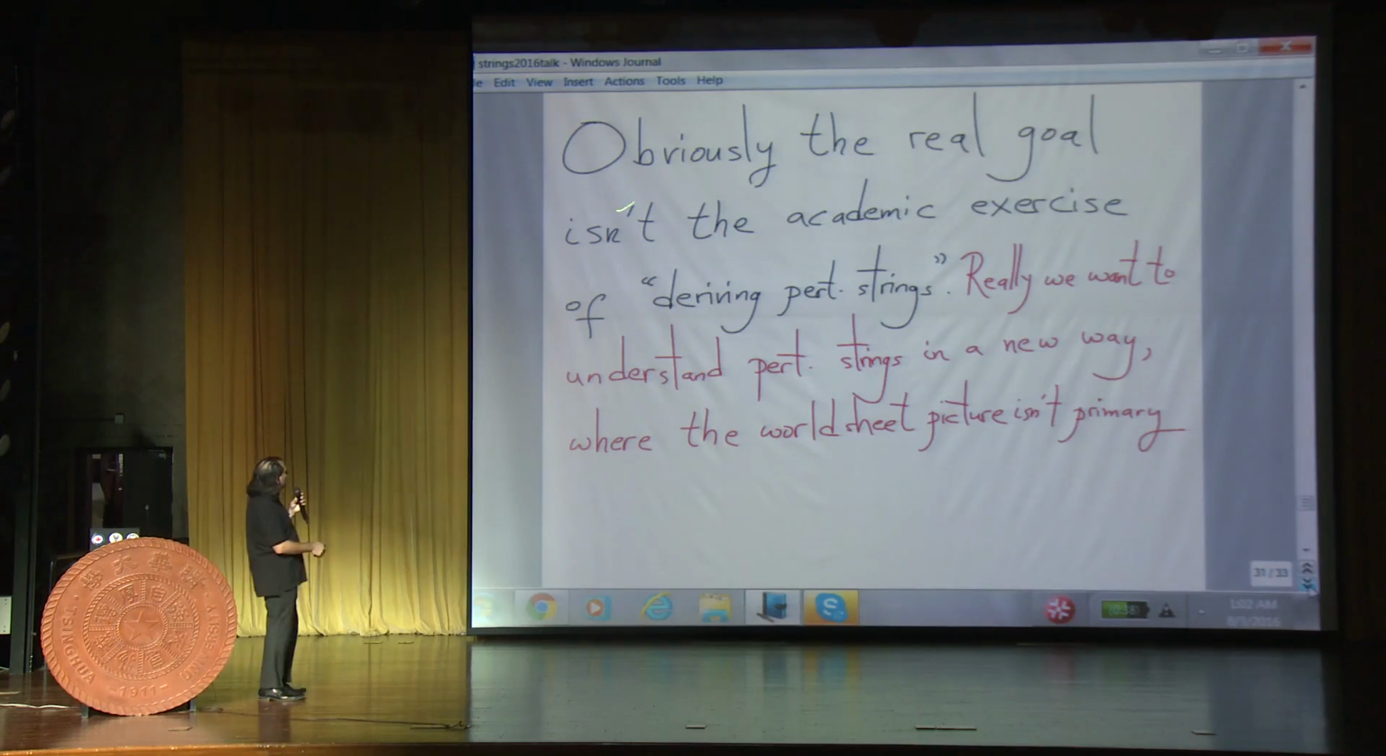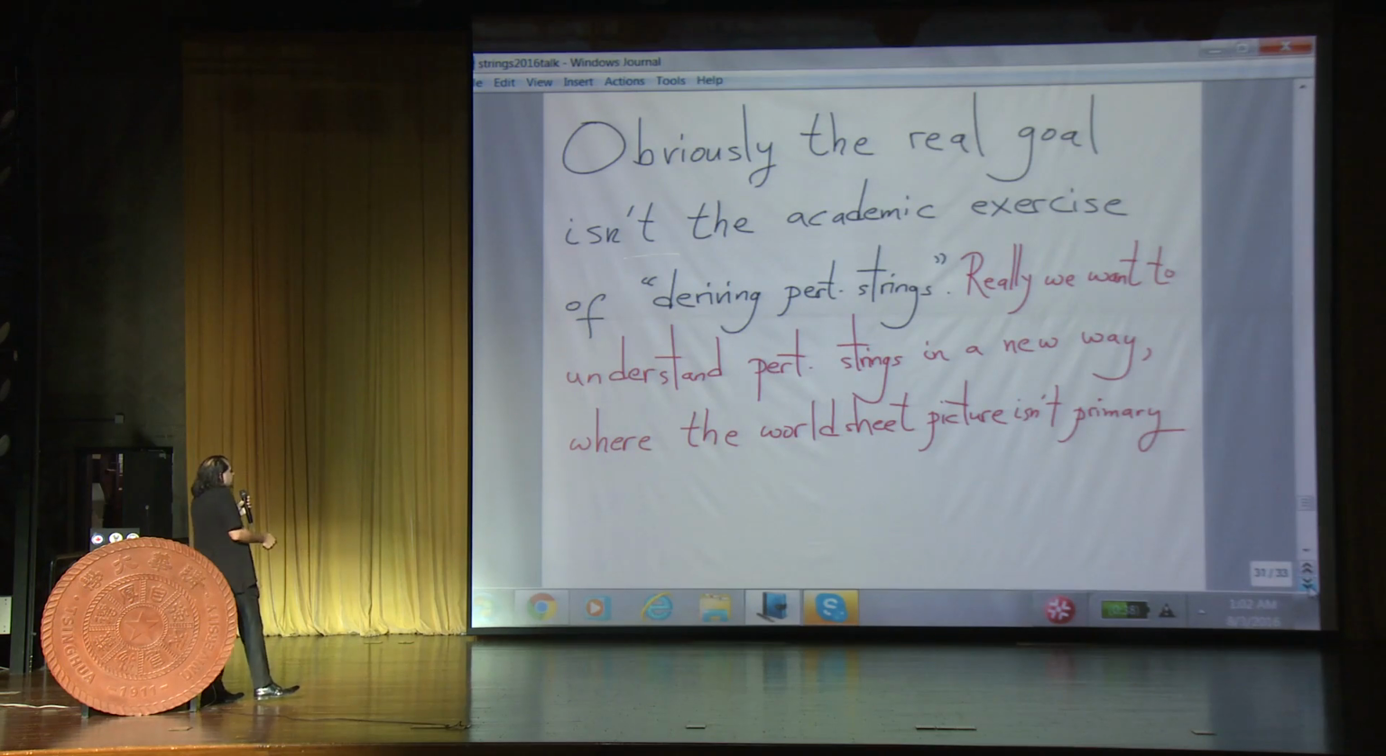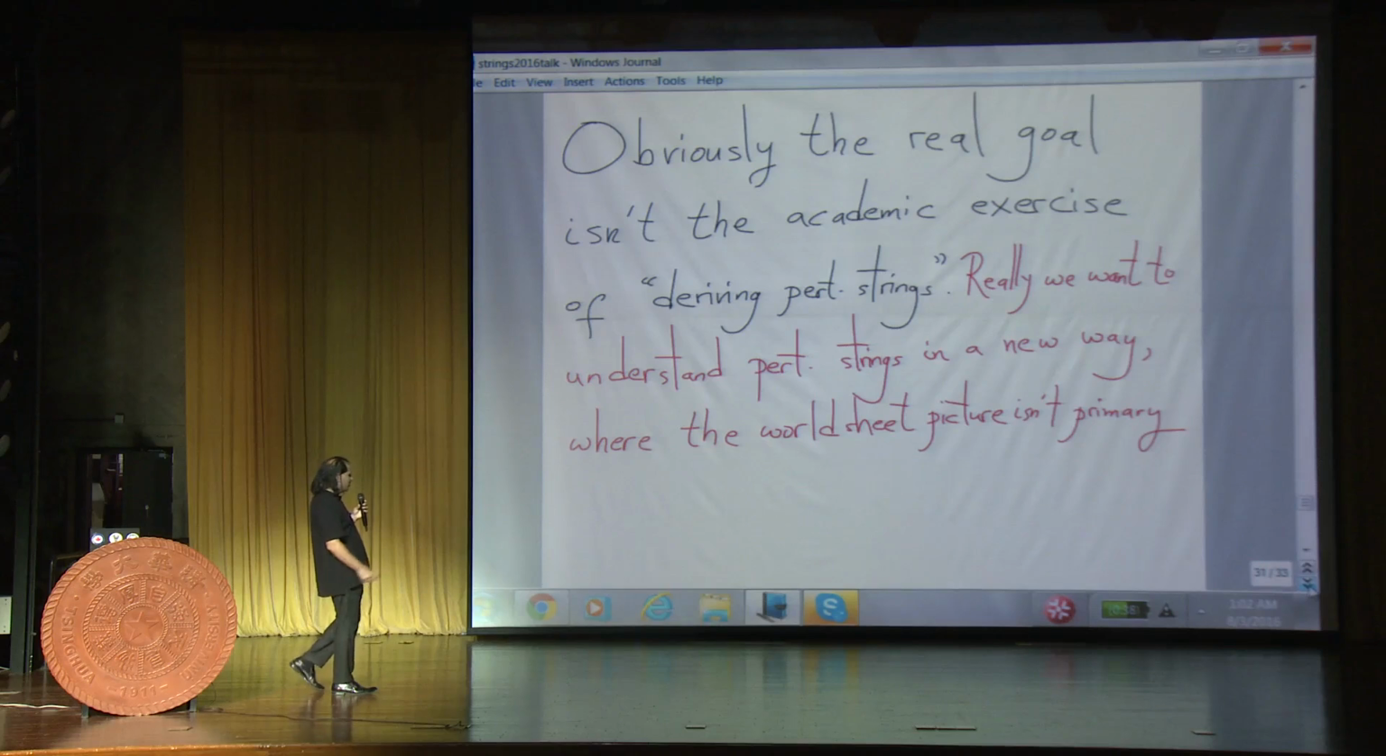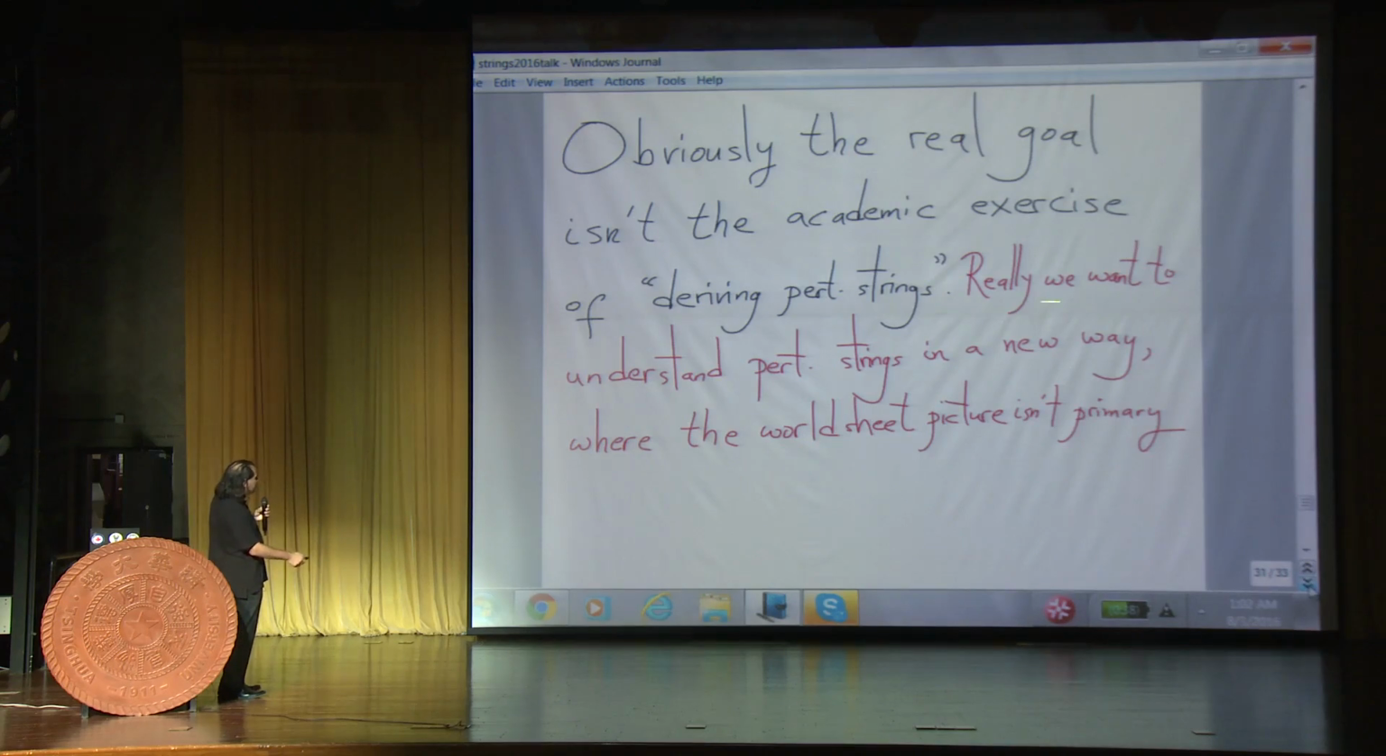Now, let me just end with a tiny bit of philosophy. Obviously, the real goal of this exercise isn't the academic exercise of deriving perturbative strings. I really could care less about that, really, despite the cheeky title. Really, what I myself am interested in is some new way of understanding perturbative strings where the worldsheet picture isn't primary. And why should such a thing exist?